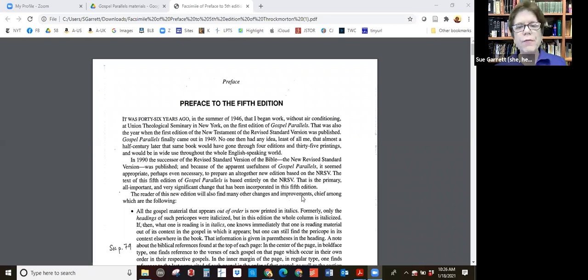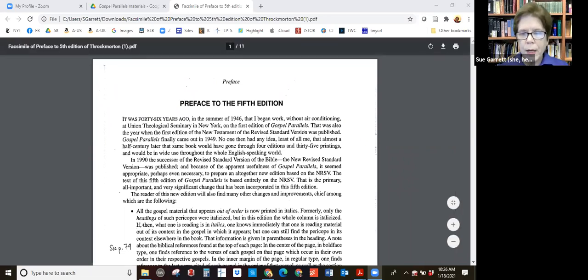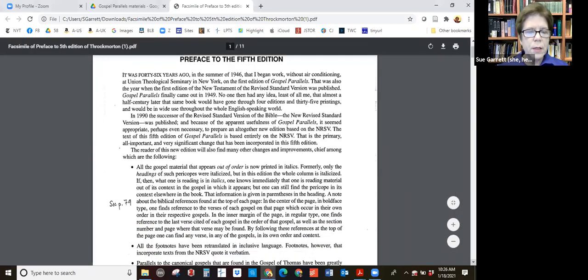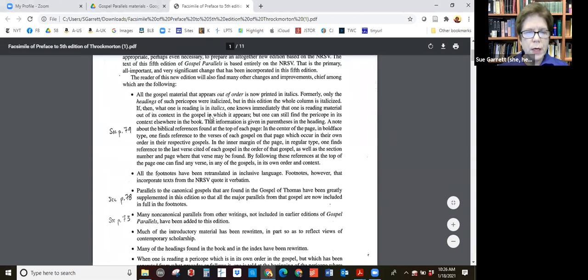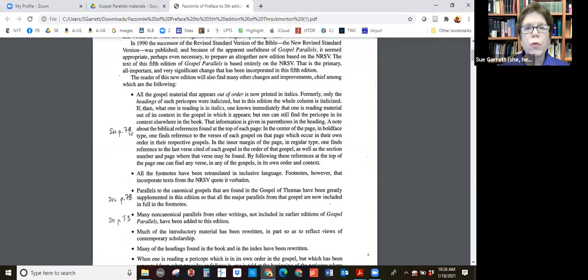So I'm going to share my screen. There might be a little bit of moving around here as I do this. Okay, good. It came right up. There's the preface to the 5th edition. And you'll see here that you've got various kinds of explanations, and I've indicated page numbers for you to see an example of what is being described.